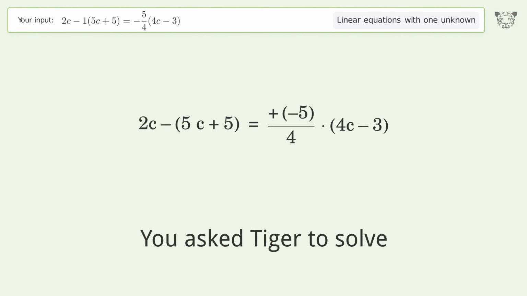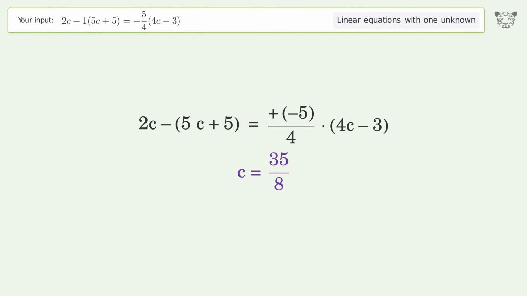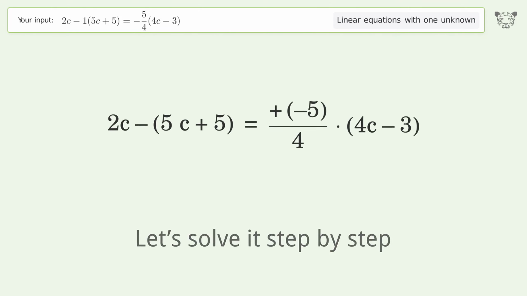You ask Tiger to solve. This deals with linear equations with one unknown. The final result is c equals 35/8. Let's solve it step by step.